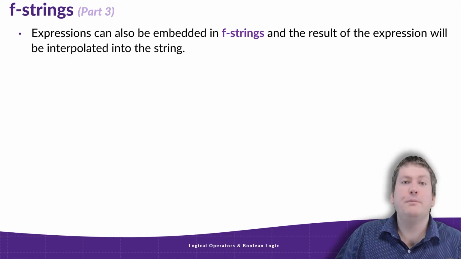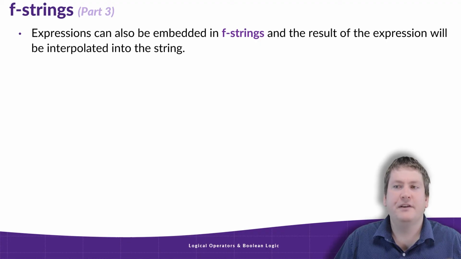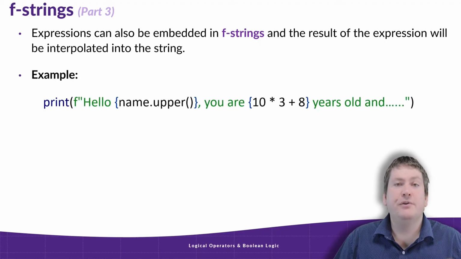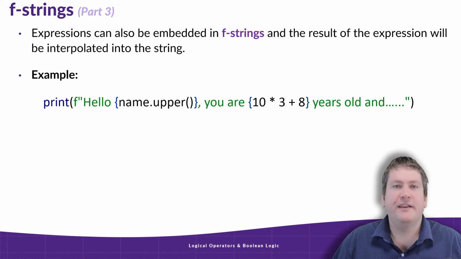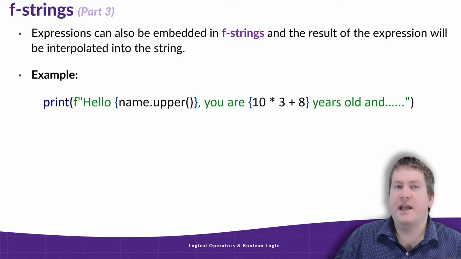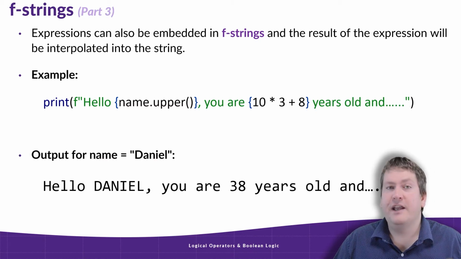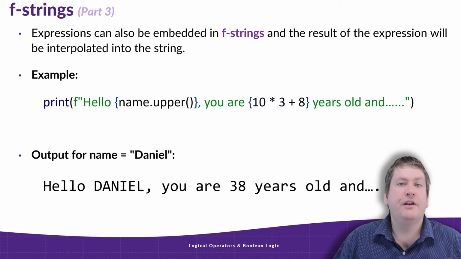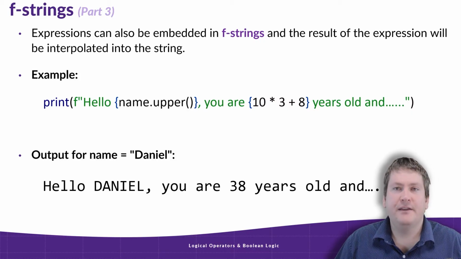But as I said, it could be any expression. So we're not just limited to variable names. We can also embed other things in here. For example, we could use the upper function to convert name into uppercase by creating a new string that's in all uppercase and then put it right into the other string. Or we could even do some math in here, like 10 times 3 plus 8. And this would produce the following output, assuming name equals Daniel. So it turned Daniel into all uppercase, and it inputted 38. That's the result of 10 times 3 plus 8. So any kind of expression can go between those brackets.